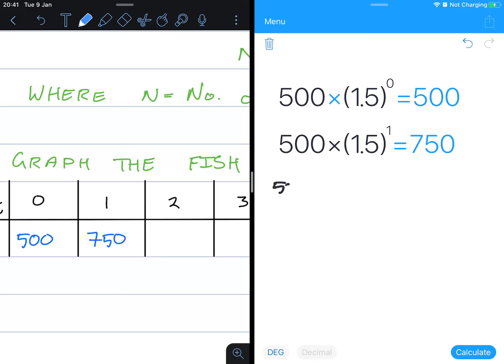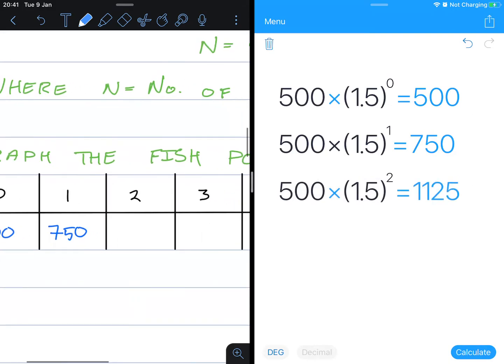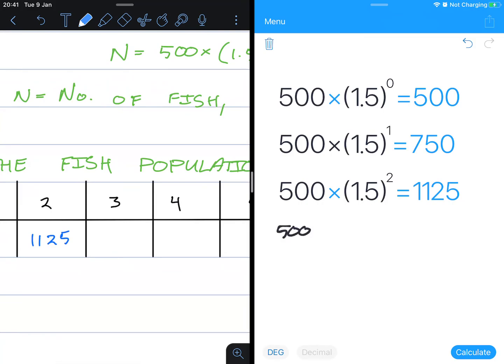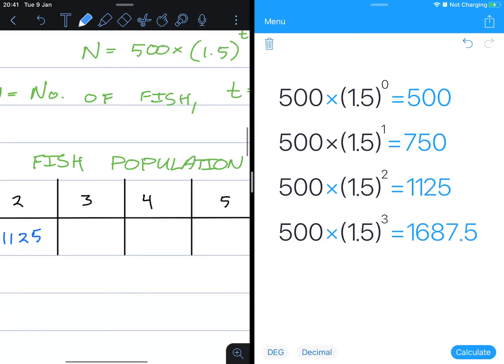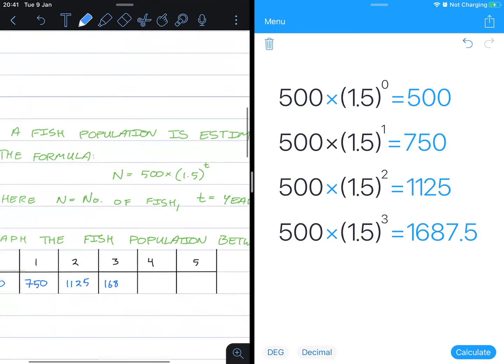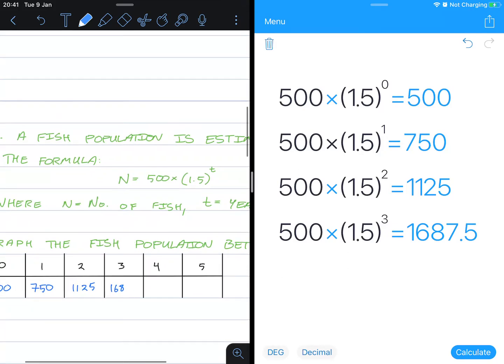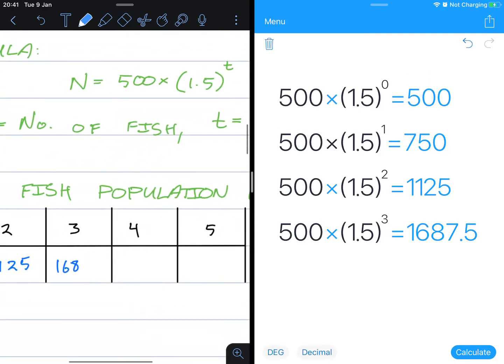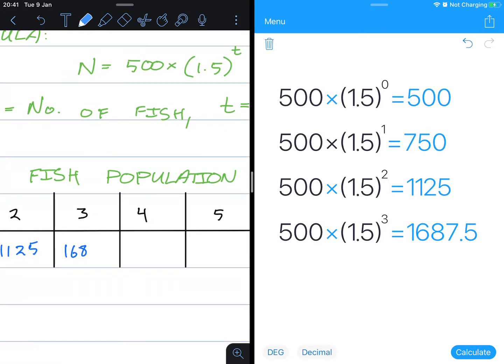If we do the same thing, 500 times 1.5 to the power of 2 is 1,125. And this continues like so. In the event that we get a decimal place, because we are measuring a fish population, it's impossible to get half a fish and consider it alive. So in this case, we're going to round up or down to the nearest whole number.